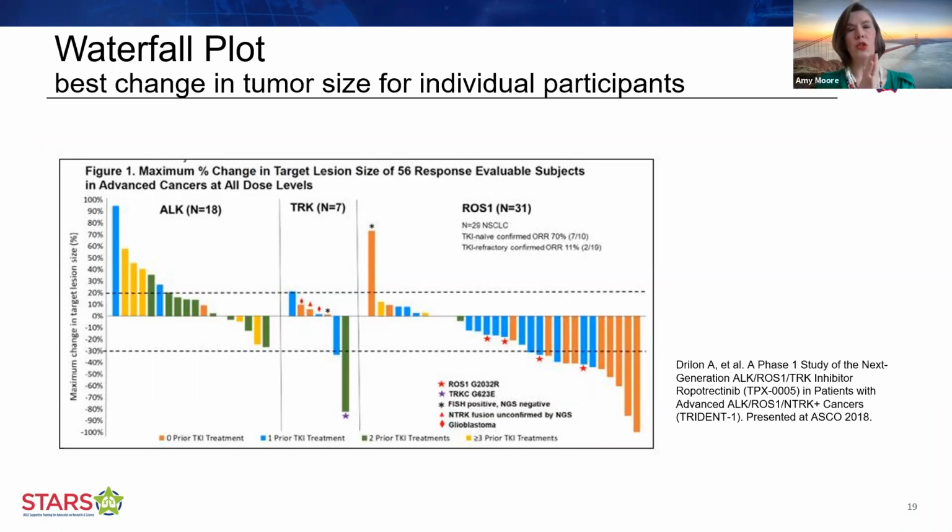If we move over to TRK patients, we see that the majority of them have stable disease, again, because they fall between those two lines. But then we have one that's beginning to show a hint of a partial response, whereas another has a more robust partial response. Now, if we move over to ROS1, that's what we like to see a little bit more.